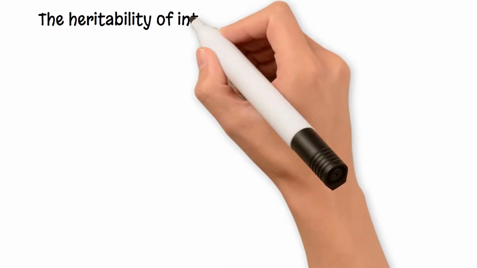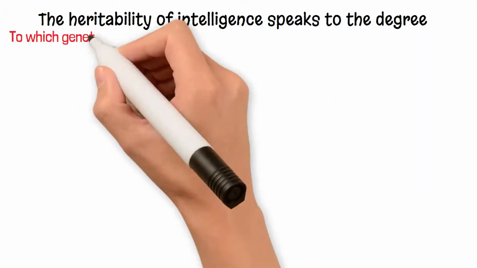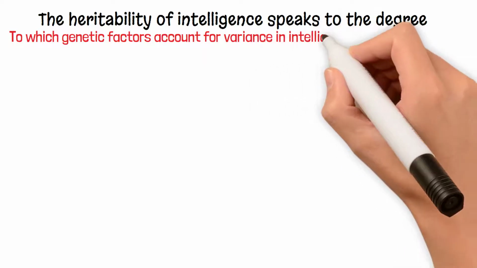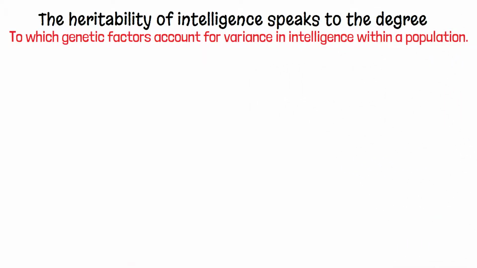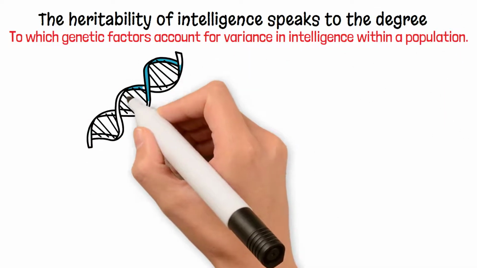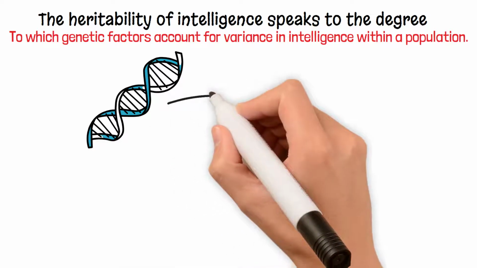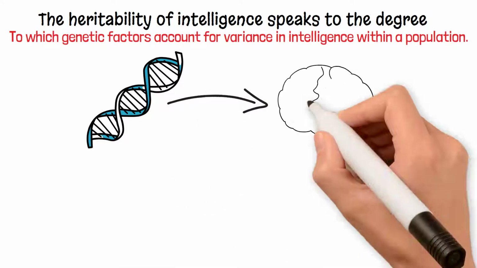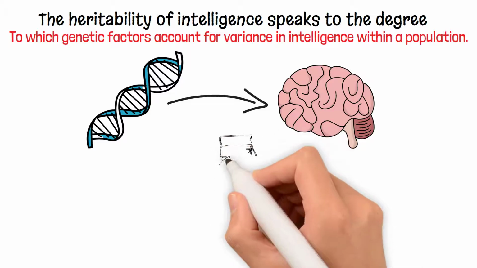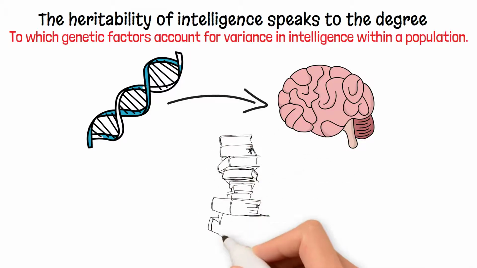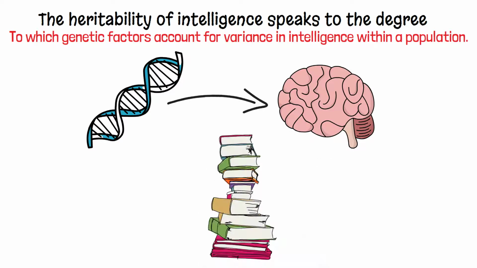The heritability of intelligence speaks to the degree to which genetic factors account for variance in intelligence within a population. It's a complex interplay between our genes and our environment, with neither being the sole determinant of intelligence. This genetic contribution to intelligence is a subject of ongoing research and debate.